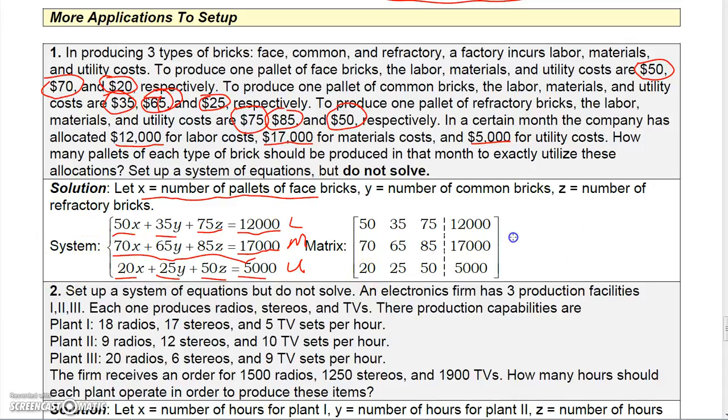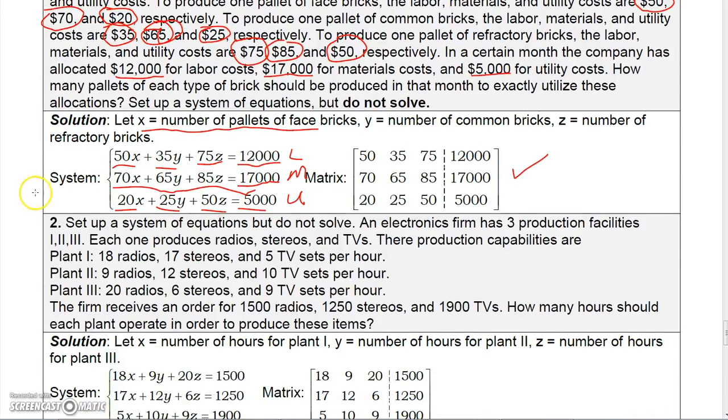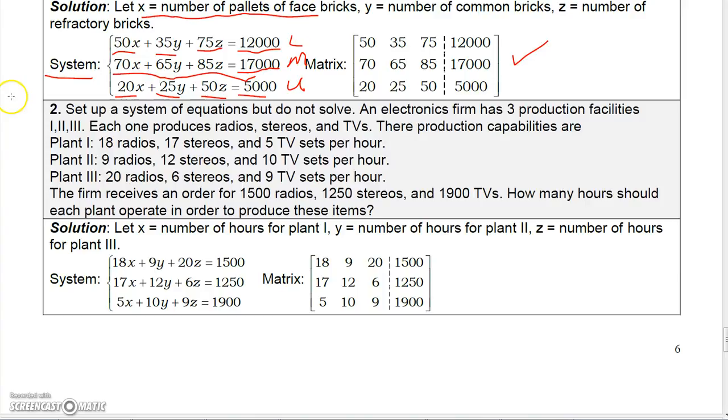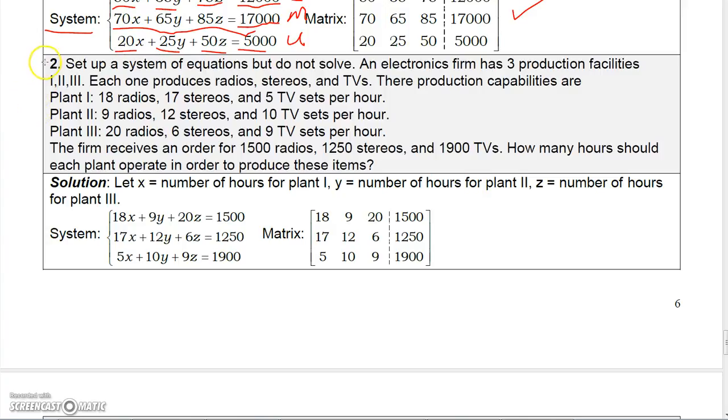And I went ahead and put it in an augmented matrix form as well, but as far as setting it up, all we had to do was set up the system. Don't try to solve this because it may not even have a solution that makes any sense. Go ahead and pause the video here and take a look at number 2, and then see if you can follow how I set that one up.